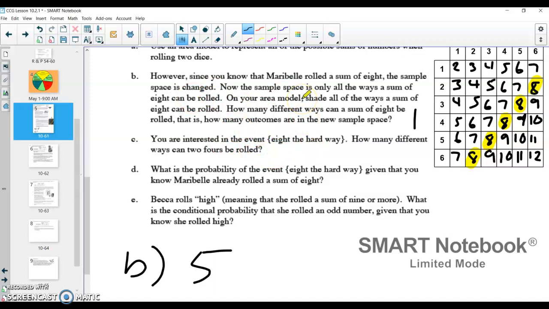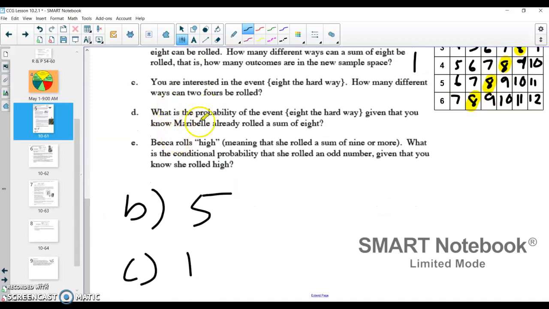We shrunk down our sample space in part B because we know that there's only 5 possible outcomes to get an 8. And then in part C, it just asked us how many different ways can 2 4s be rolled. Well, they can only be rolled one different way. And so we go to D, and it says, what is the probability of the event 8 the hard way, given you know that she already rolled a sum of 8?